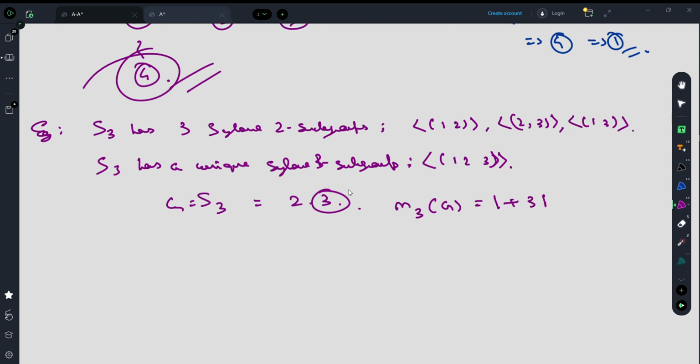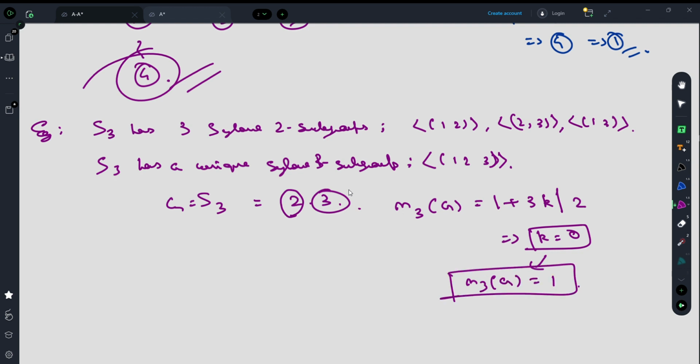Then the number of Sylow 3 subgroups, say N3 of G, where G is S3, should be precisely of the form 1 plus 3k. And this must divide the other factor in the order, so this must divide 2. But observe that this is only possible if k is equal to 0. And that would imply that N3 of G is equal to 1. The only possibility is this, and hence this observation is obvious.